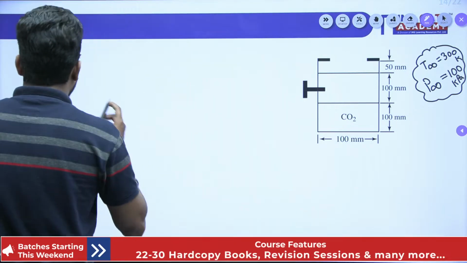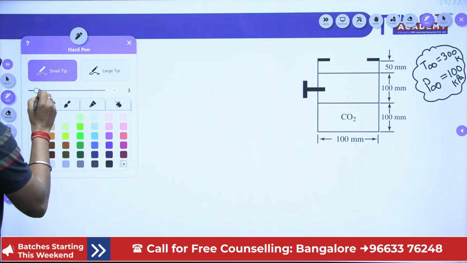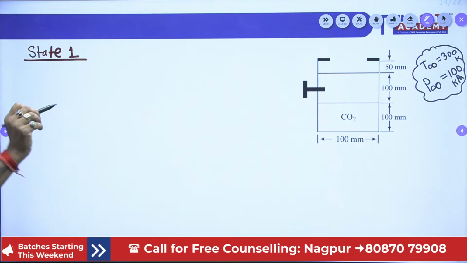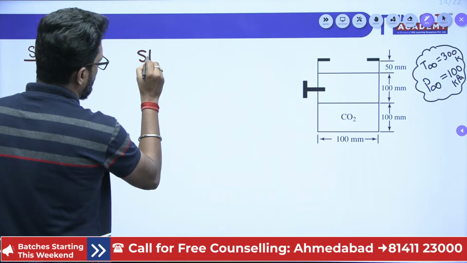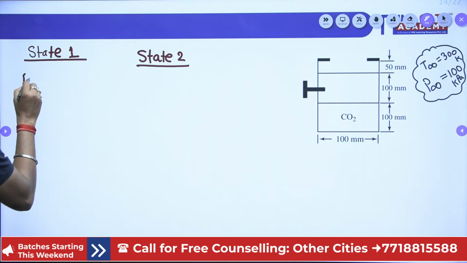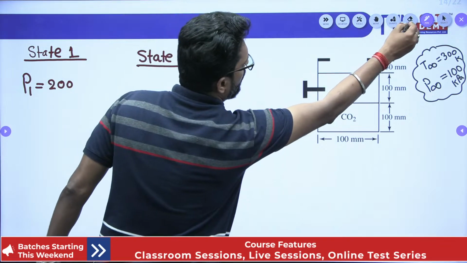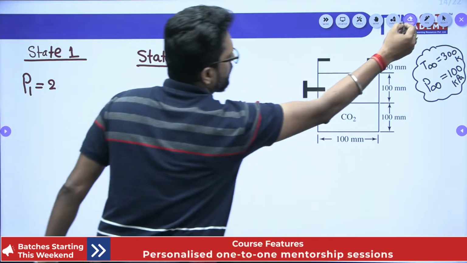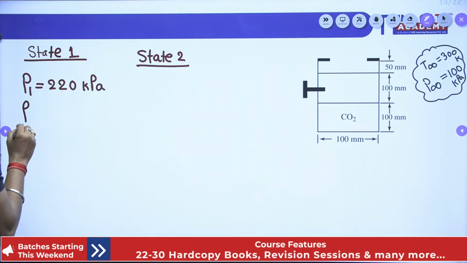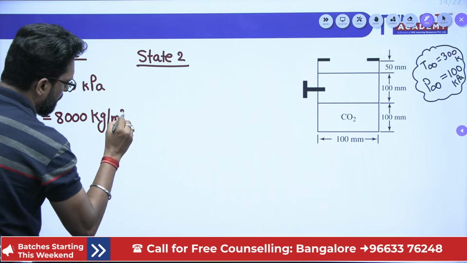Now, we take state 1, and this is state 2. What is given for state 1? The pressure is given: 220 kilopascal, and the density of the piston is given as 8,000 kg per meter cube. Okay, what is state 2?